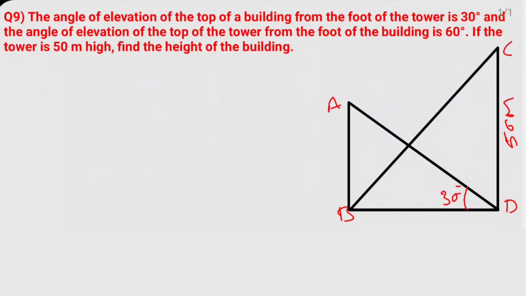And another one they gave: the angle of elevation of the top of the tower from the foot of the building is 60 degrees. The top of the tower is C and the foot of the building is B. This angle is 60 degrees. And here, using the height of the tower, we want to find the height of the building. Is it clear? So write down the solution.